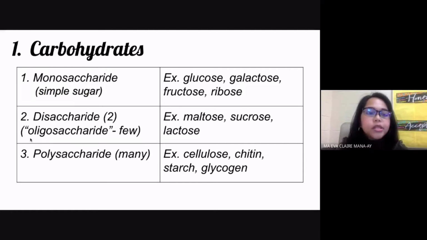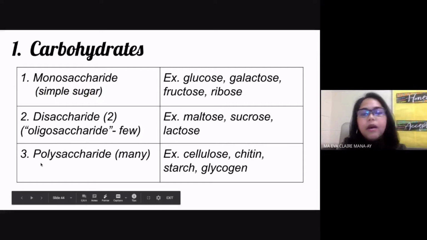Sometimes you may also see the term oligosaccharide. Oligo here means few, so an oligosaccharide is a form of carbohydrate that has a few units of sugar. And you also have number 3 here, polysaccharide, which means many units of sugar together. So these are the 3 main types of carbohydrates.